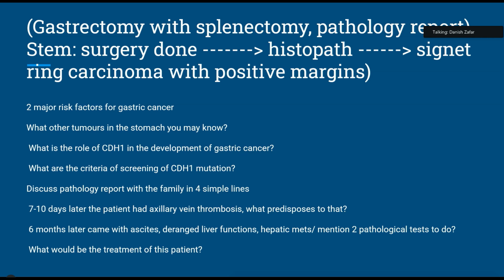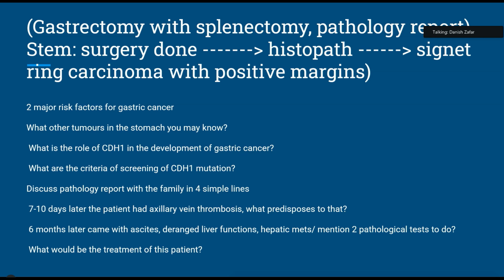So what is the role of CDH1 in the development of gastric cancer? Okay, CDH1 is a gene. It's an epithelial adhesion gene that when it's mutated can give rise to gastric cancer formation. Okay. So what is the criteria for screening for CDH1 mutation? Criteria. Okay, I think I'll come back to that.